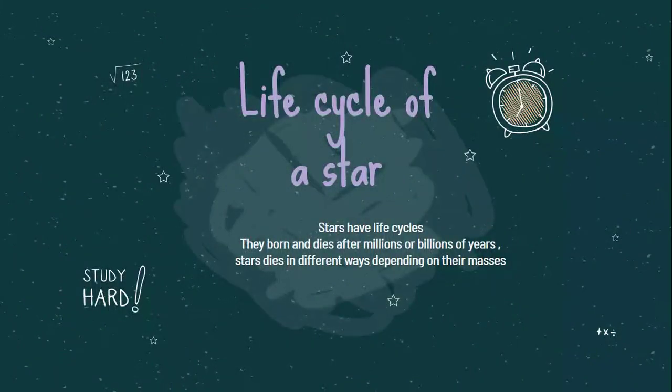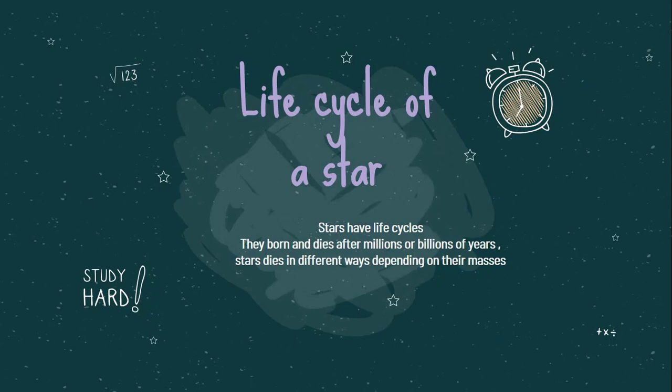Life cycle of a star. The star has a life cycle like the human, but it takes millions or billions of years. Stars die in different ways, depending on their size. So the stars have life cycles, they are born and die after millions or billions of years.